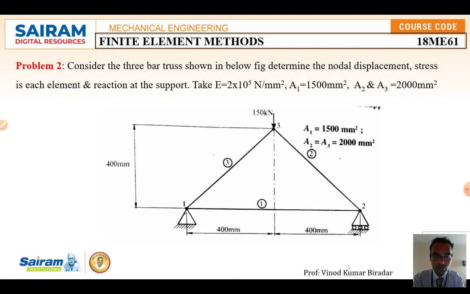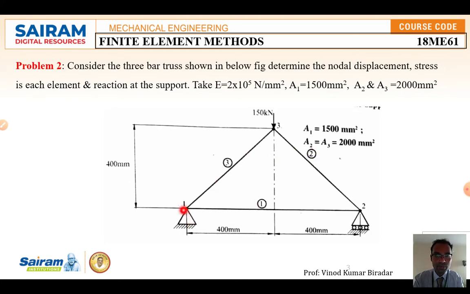Let us observe the diagram. First, you have to note down how many elements are present, how many nodes are present, and how many degrees of freedom are present in the given problem. This is a triangle they have given. It consists of 3 elements. This circle indicates element number 1, element number 2, and element number 3.